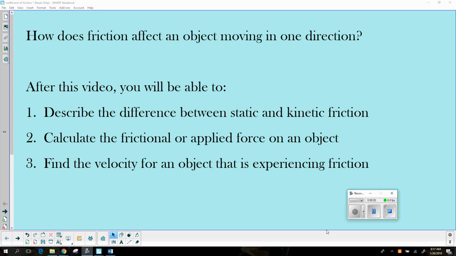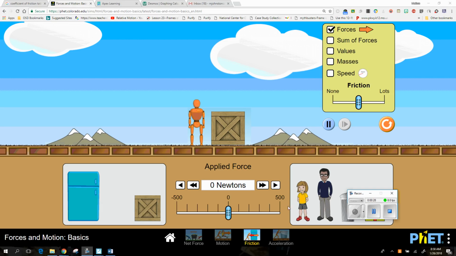Welcome to your last video for first semester about friction and coefficient of friction, and using a frictional force to calculate the velocity of an object moving in one dimension. So after this video, you will be able to describe the difference between static and kinetic friction, calculate the frictional or applied force on an object, and find the velocity for an object that is experiencing that friction.